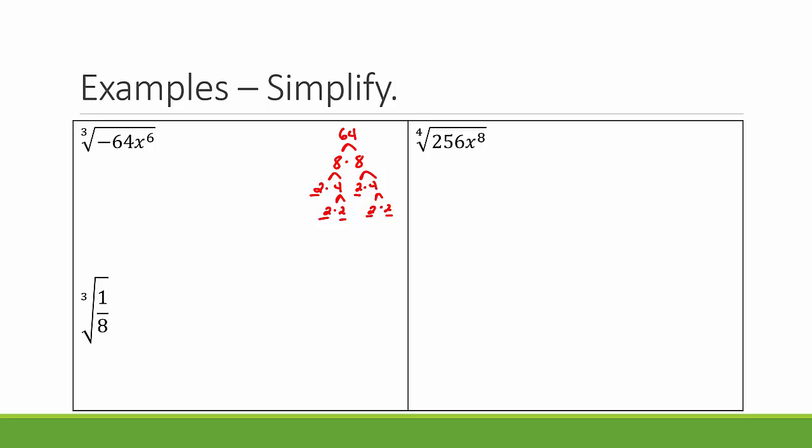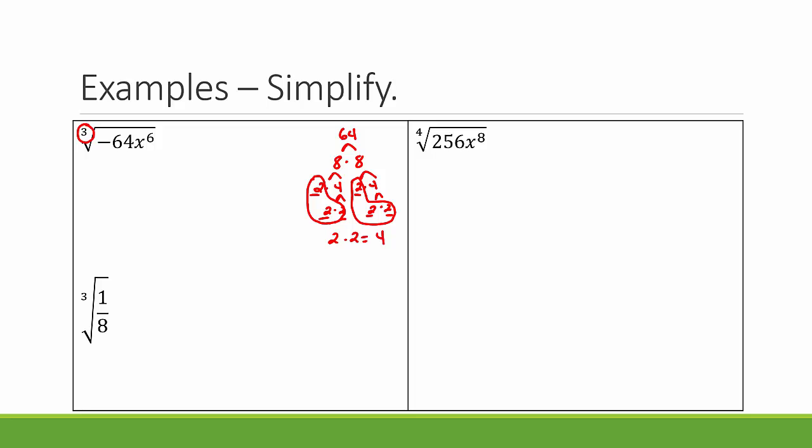Now this time I'm looking for the cube root, which means I'm looking for 3 of a kind in my prime numbers to put in a group. So I have a 2. Then I have another group of 2's, 3 of a kind. So that tells me that 2 times 2 is 4. The cube root of 64 is 4.